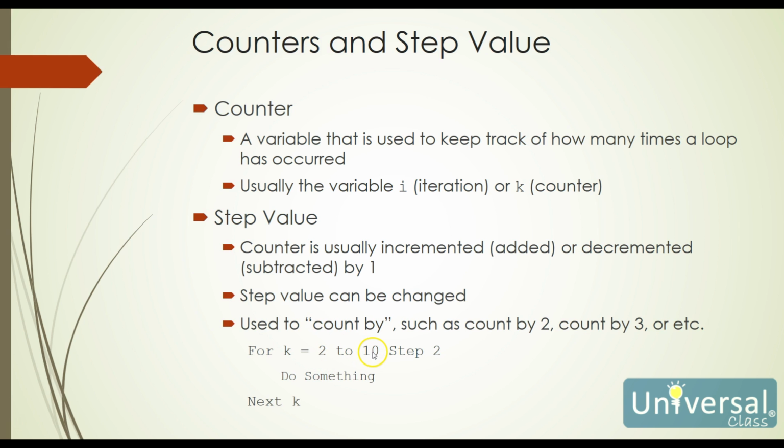Okay, it's still less than 10. So we do something, we increment it again by 2, so now it's 6. Do something, next k, now it's 8. Do something, increment it by 2, now it's 10. And then now we're equal to 10, so we'll actually get out of the loop.